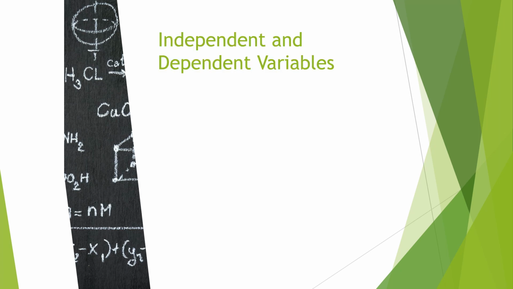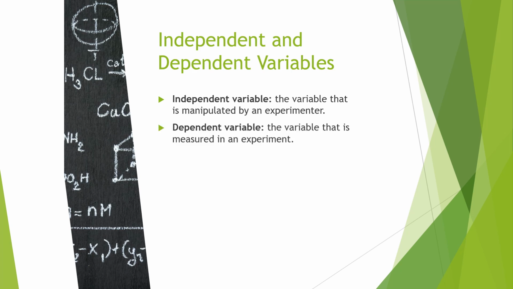Now, also within an experiment, you have independent and dependent variables. The independent variable, sometimes abbreviated IV, is the variable that is manipulated. The dependent variable is the outcome of that manipulation. The outcome is expected to change as a result of the manipulation of the independent variable.